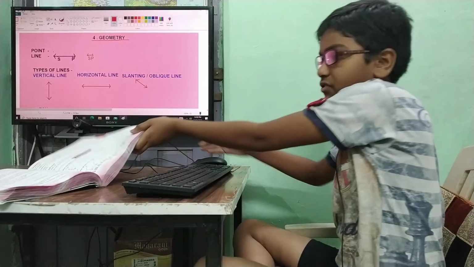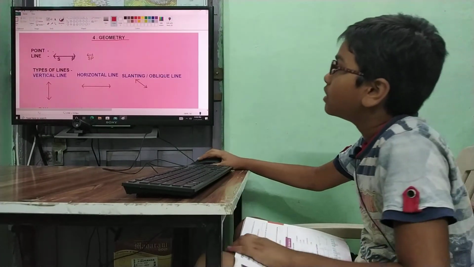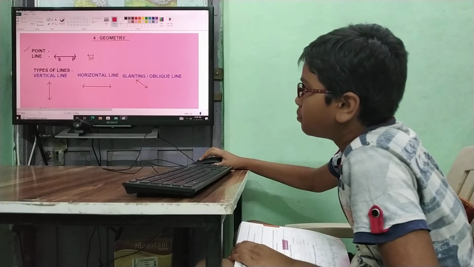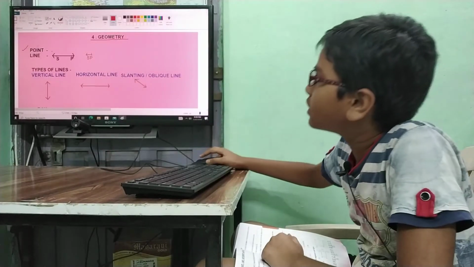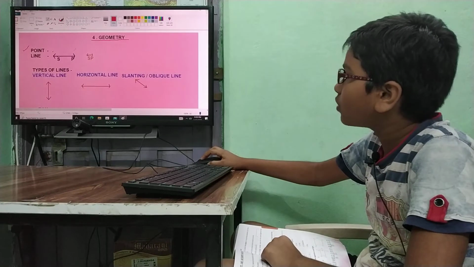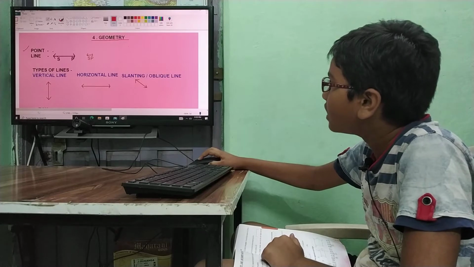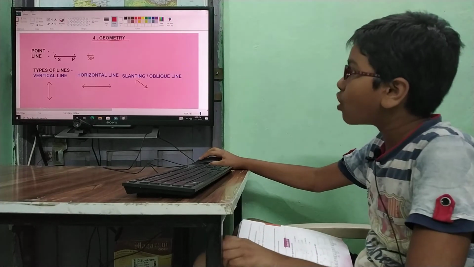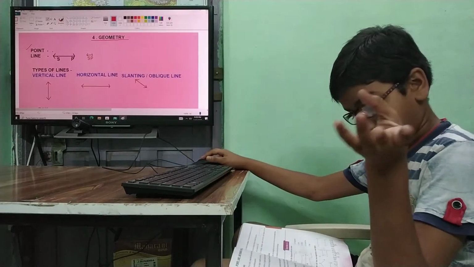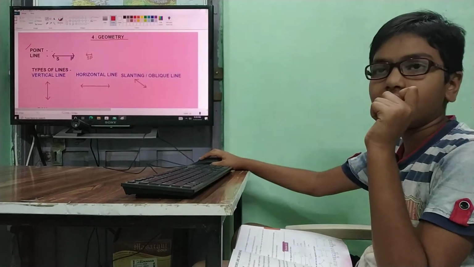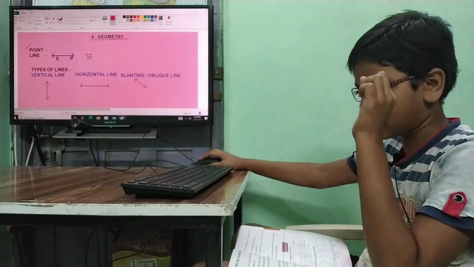Before I tell you the information, let's read it from your textbook. So what is a point? A point is a dot like this. This is not a dot. A dot is like this. Some dots that I have drawn on your screen are known as dots. A point is a dot made with a sharp pencil on a sheet of paper. It shows a definite position, not indefinite. A point has no length, no breadth, and no thickness.